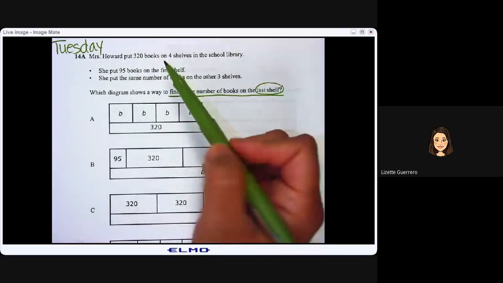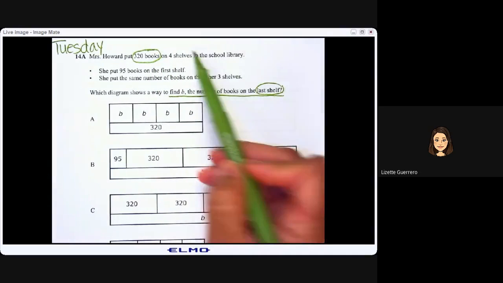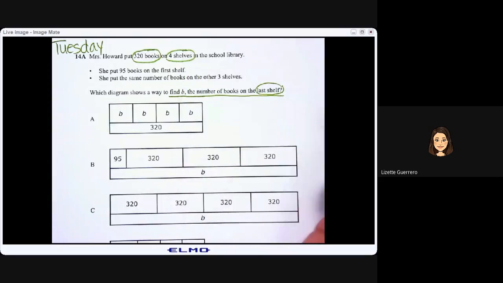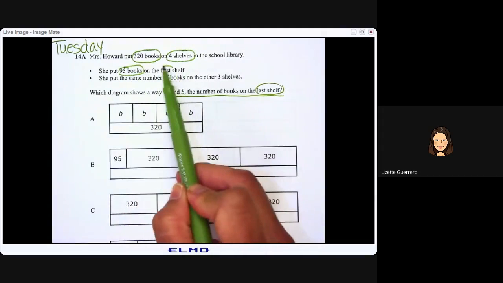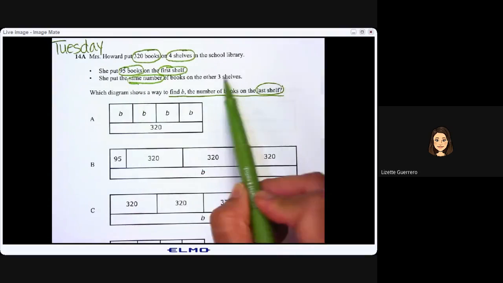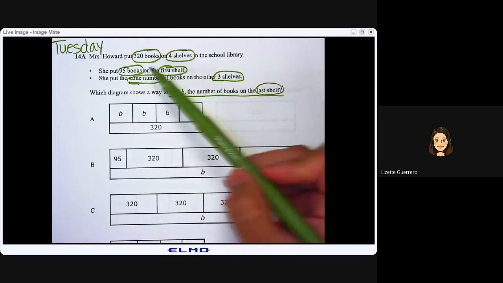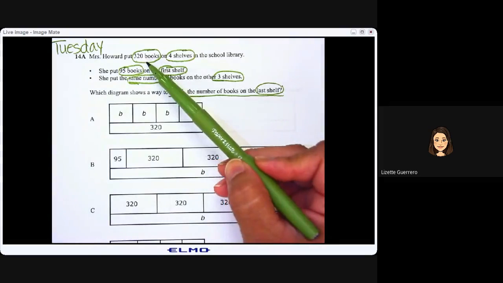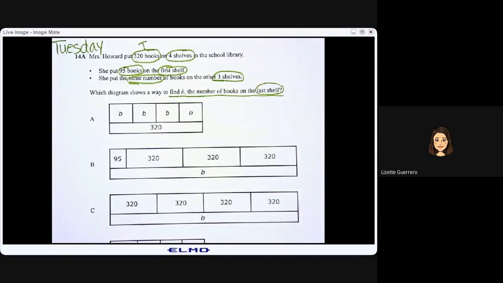So we know that Mrs. Howard put 320 books. Those are all the books she had, and she put them on 4 shelves. She put 95 books on the first shelf, and then she put the same number of books on the other 3 shelves. So again, we only had 320 books. That was our total, so I'm going to put a T right there. We know that our answer cannot be greater than 320.